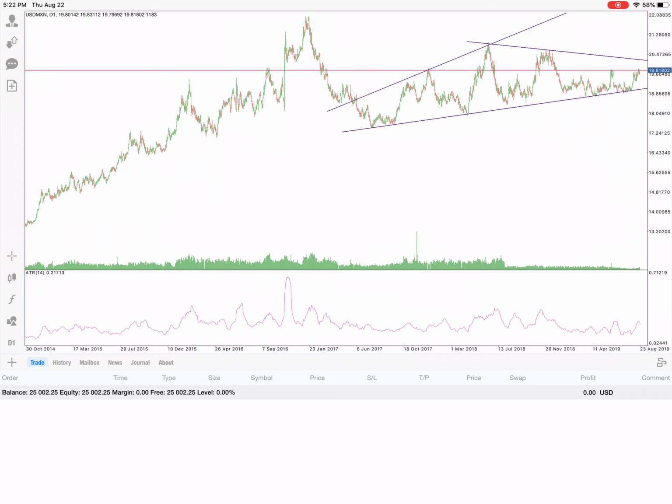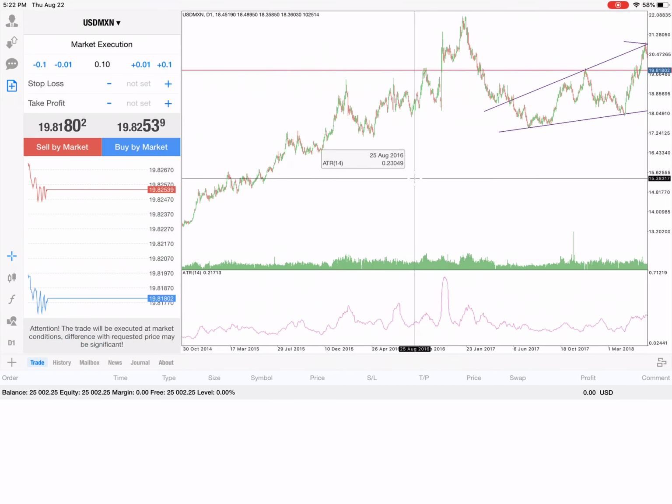So here, this chart, as you guys can see at the top left-hand corner, I am looking at the US dollar and the Mexican peso on the daily time frame. This market only moves two ways, up and down. Upwards diagonally and downwards diagonally. So since this market only moves two ways, that means you only have two options: to buy or to sell.